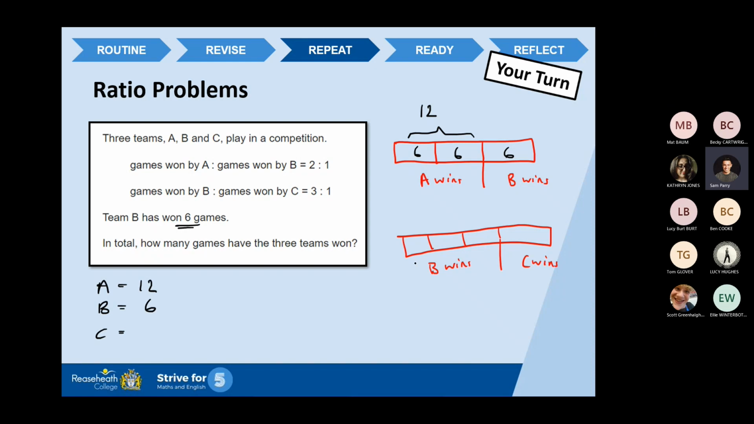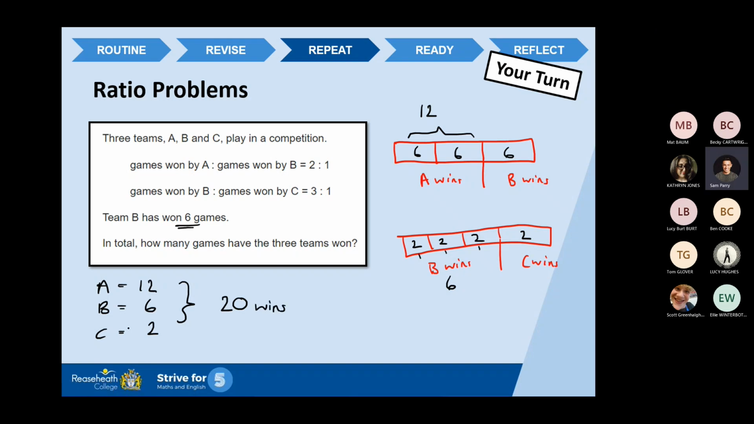Now remember, this is the ratio for B to C, and it says they won 6. So 6 here. Now I need to divide that into 1, 2, 3 boxes, which means there's 2 wins in each. What goes in one box goes in all of them. So C, unfortunately for Team C, they only won 2 games. So A won 12, B equals 6, C won 2. In total, how many games have the 3 teams won? So I need to add them up to get the total. 12 add 6 is 18, add 2 is 20 wins.